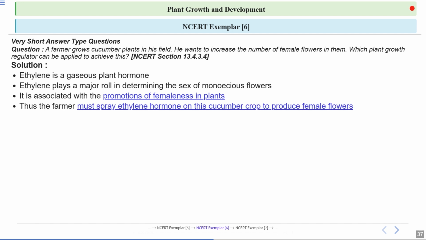So what do the farmers do then? The farmers must spray ethylene hormone, right? So it will make more flowers, more female flowers, and from the female flower what develops? The fruit. In the case of cucumber, the crop will produce more female flowers, more cucumbers. In that way, it increases the yield of the cucumber. So it will increase the yield.